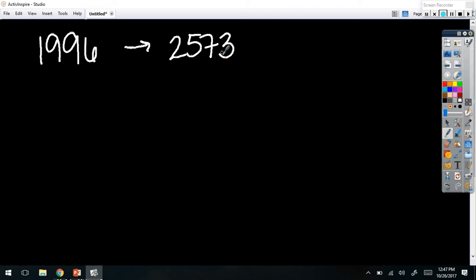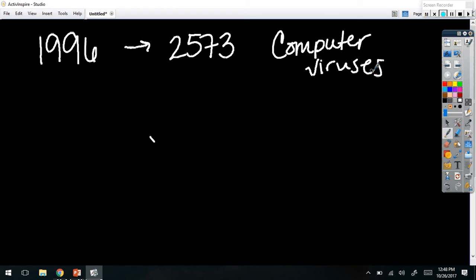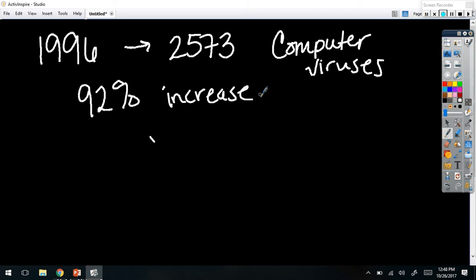Okay. In 1996, there were 2,573 computer viruses and other computer security incidents. Over the next 7 years, the number of incidents increased 92%. Increase would keep me in what? Growth.